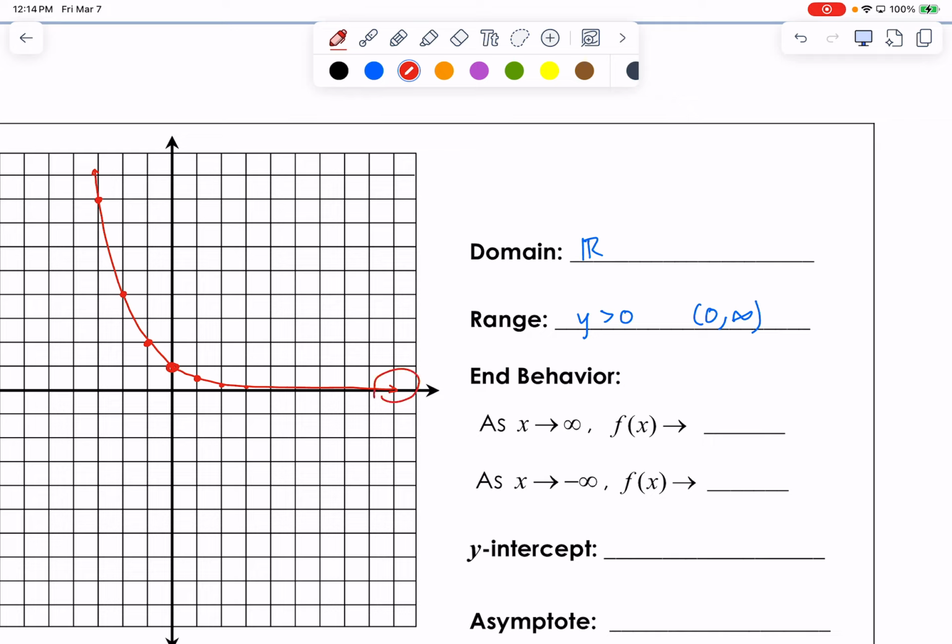Dasa, we go to the right. What is the right tail approaching? 0. Very good. You're going to have a lot of videos to watch on your own. What is the left tail approaching, everybody? Infinity. Very good. What's the y-intercept for every problem? 0, 1. What's the asymptote? Y equals 0.